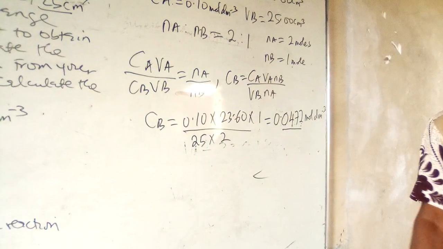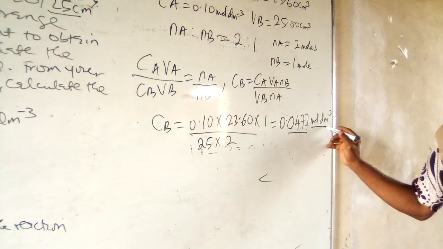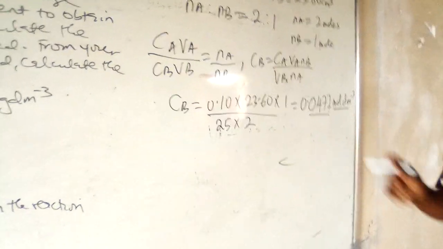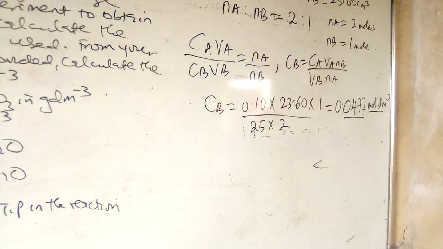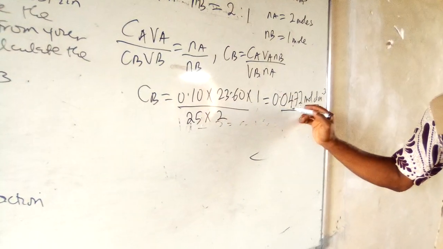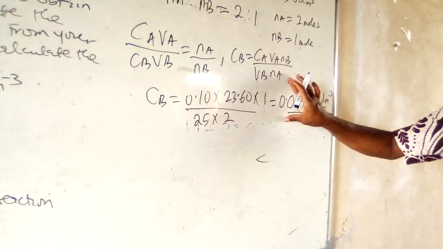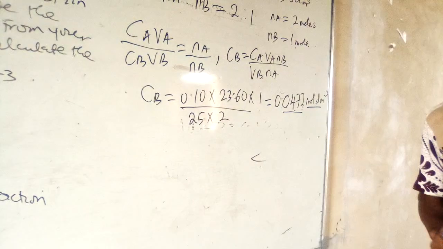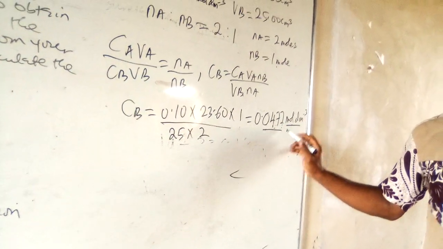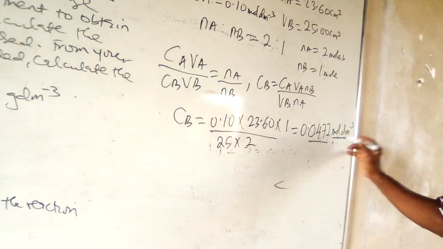0.0472. And then the unit was the correct name of the year. You may lose one mark here for two reasons: if the value is not to 3SF, and even if it's to 3SF but there's no unit or the wrong unit, you still lose this mark. So the two of them go hand in hand: 3SF and then the correct unit.